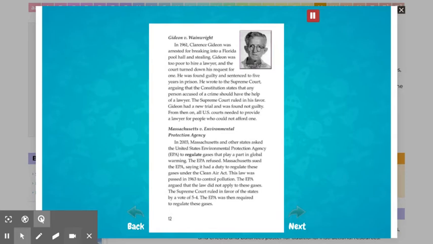Massachusetts versus Environmental Protection Agency. In 2003, Massachusetts and other states asked the United States Environmental Protection Agency, EPA, to regulate gases that play a part in global warming. The EPA refused. Massachusetts sued the EPA, saying it had a duty to regulate these gases under the Clean Air Act. This law was passed in 1963 to control pollution. The EPA argued that the law did not apply to these gases. The Supreme Court ruled in favor of the states by a vote of 5-4. The EPA was then required to regulate these gases.